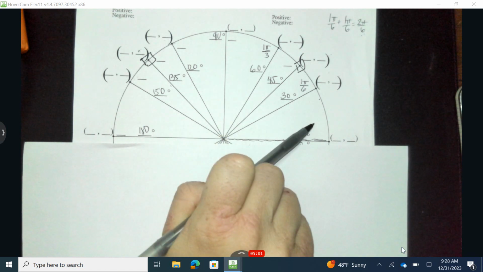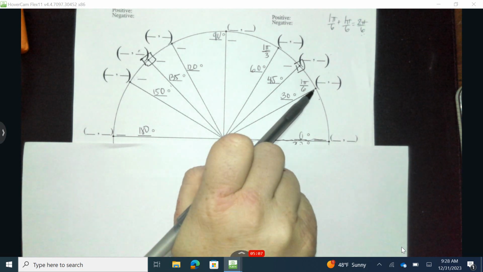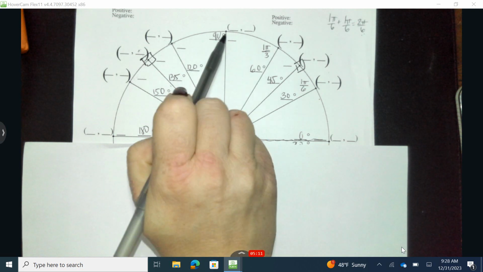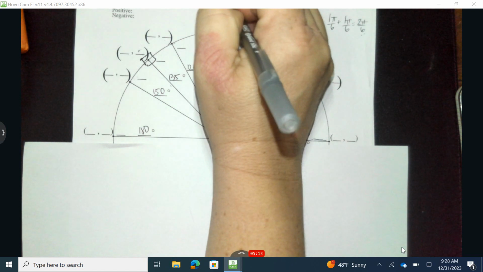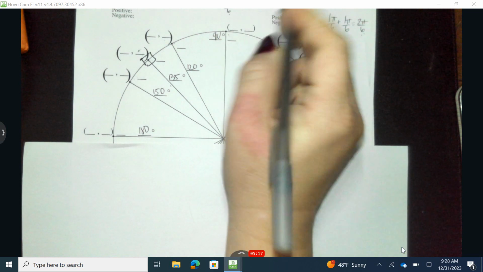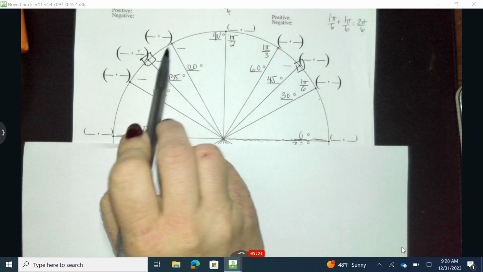So I think in my mind, I first don't worry about reducing it. The first thing I do is I go, okay, this is 1 pi over 6. This is 2 pi over 6, and 2 pi over 6 reduces to 1 pi over 3. This would be 3 pi over 6, which is going to reduce to 1 pi over 2.